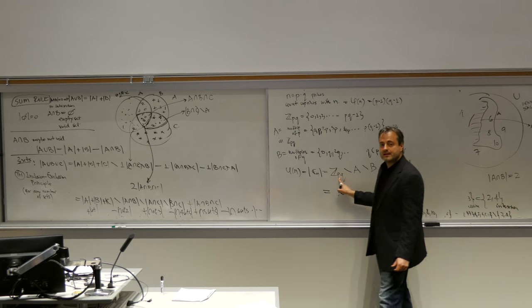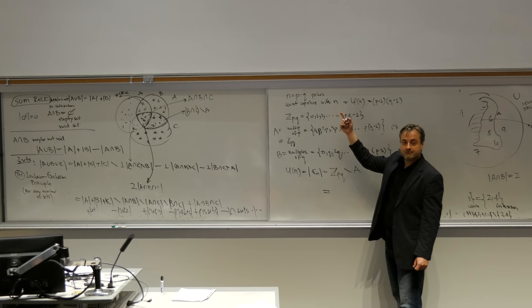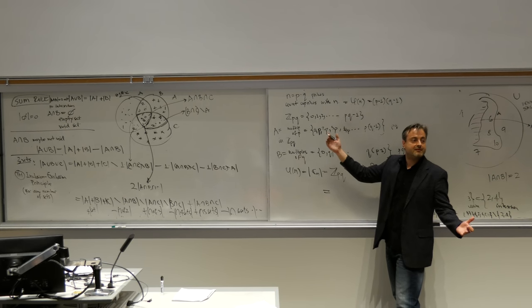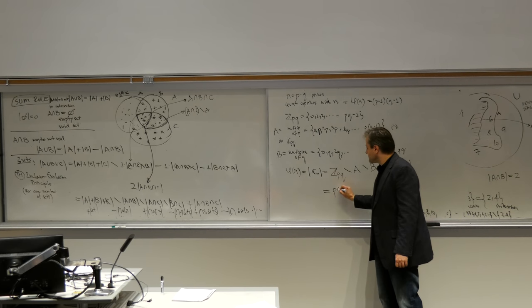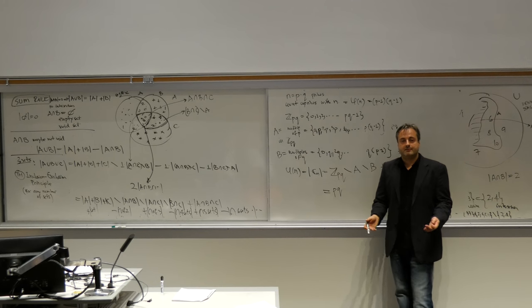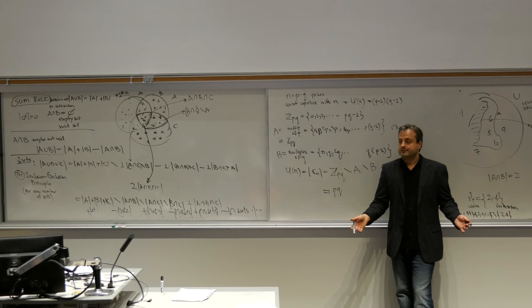How many remainders are in Z_pq total? If n is 15, 3 times 5, how many remainders are there in Z_pq? I think there are pq remainders. In Z_10, there are 10 remainders. In Z_20, there are 20 remainders.